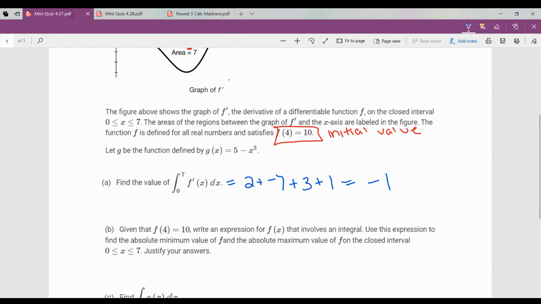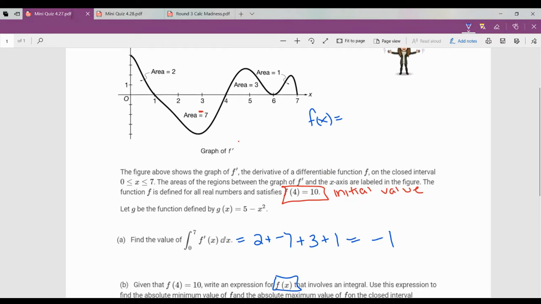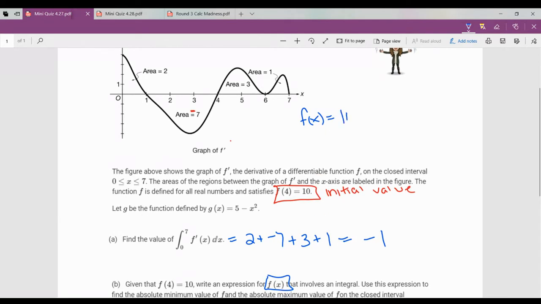All right, so given that we have that initial value of f of 4 equals 10, write an expression for f of x. So that's where I need to take into account that initial value. First thing, I'm going to write that up here. So f of x is going to equal, now I have to take into account my initial value of 10 plus the integral of f prime.